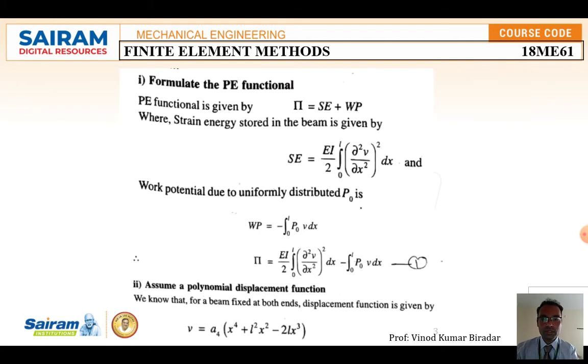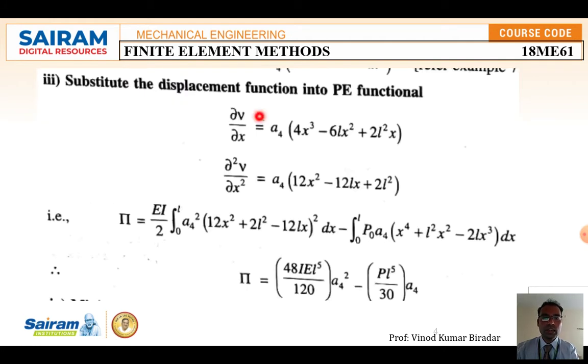Differentiating with respect to x, you are going to get 4x cube minus 6L x square plus 2L square x. Again differentiate this with respect to x: 4 into 3 is 12x square, minus 6 into 2 is 12Lx, and again here 2L square, which is a constant. So we got the value of ∂²V/∂x².